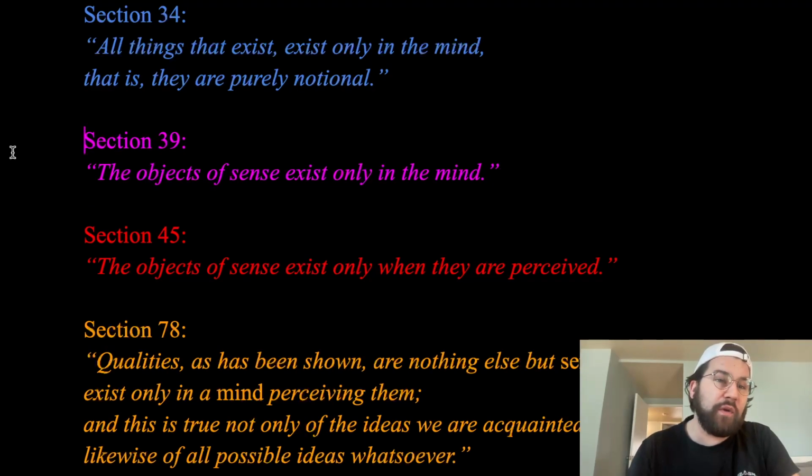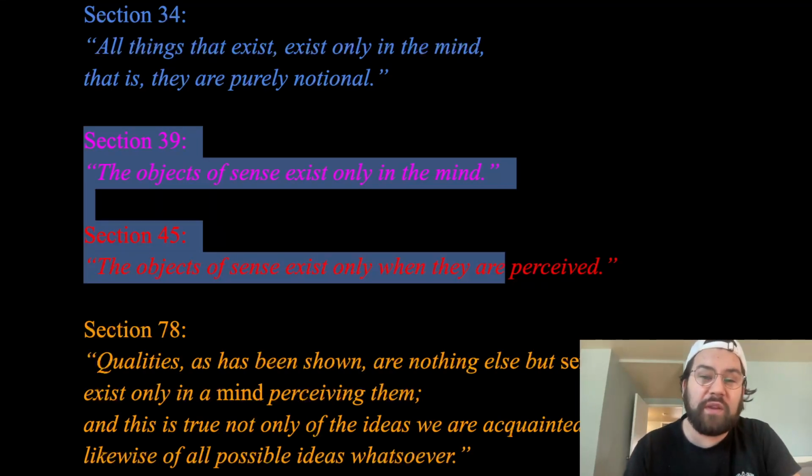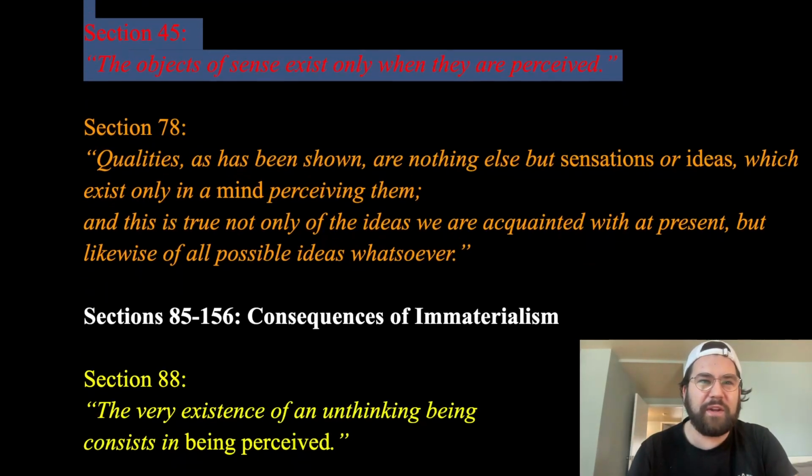Sections 39 and 45 are very much alike. In 39, he says the objects of sense exist only in the mind. And in 45, he says the objects of sense exist only when they are perceived. Right, so again, just really hammering down on the idea that for things to exist in the mind, they're based on perception. That's the only way that we know that they're real.